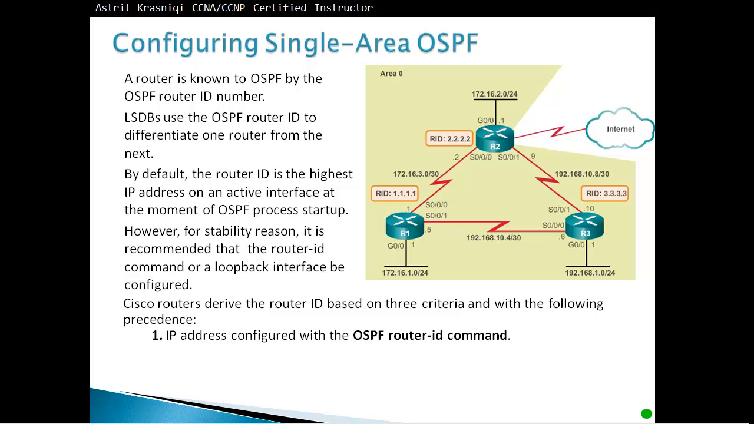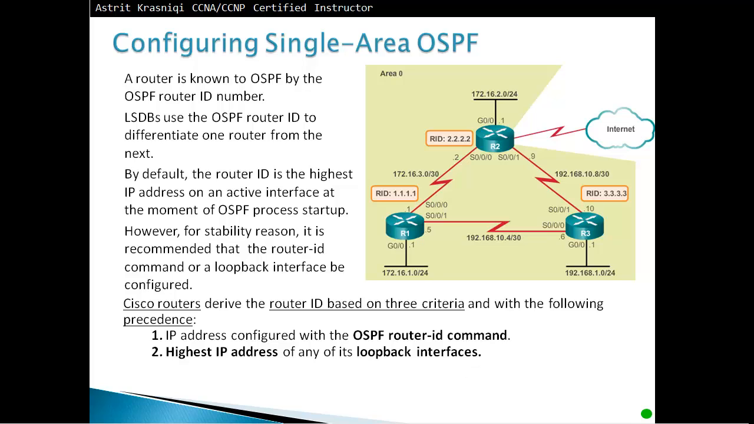Now, Cisco routers will derive the router ID based on three criteria, in the following order of precedence. First, the ID configured with the OSPF router-id command. It's not an IP address, but when you use the router-id command, that will have the highest precedence and will win. For example, router-id 1.1.1.1. It's like an IP format representation, but it's just a number.